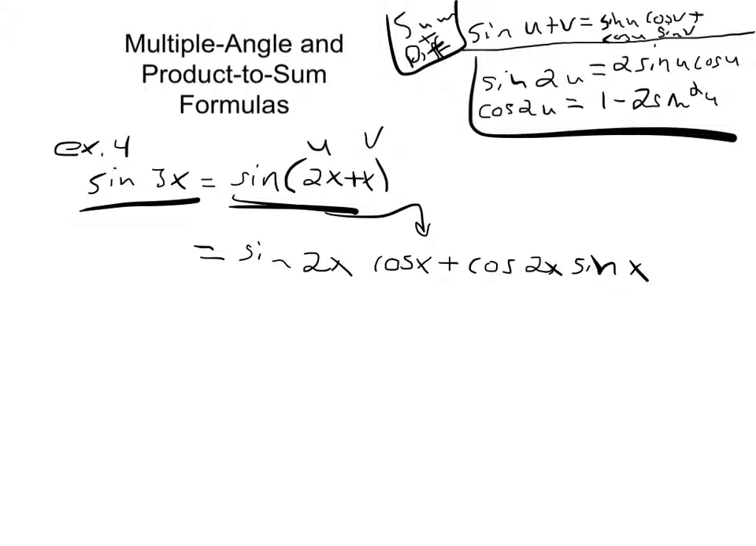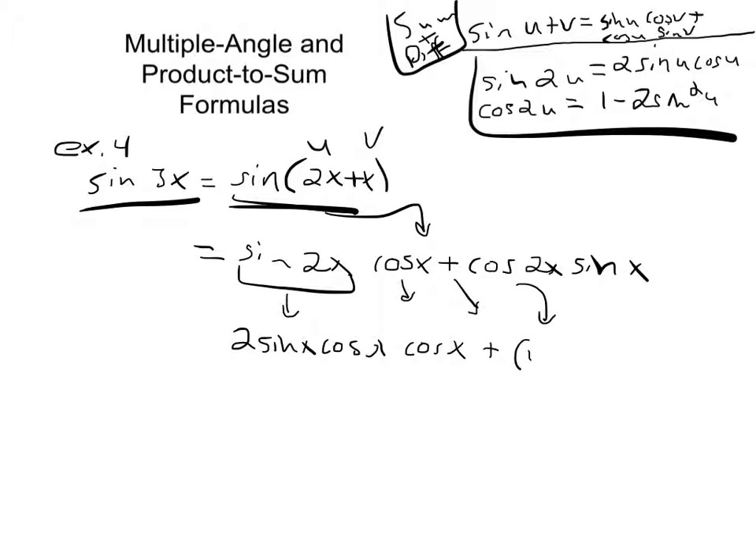double angle formulas. And instead of sine of 2x, I'm going to write 2 sine x cosine x. Bring down my cosine x. Bring down my plus sign. And instead of cosine of 2x, I'm going to write 1 minus 2 sine squared x. And I'm going to bring down the sine of x.